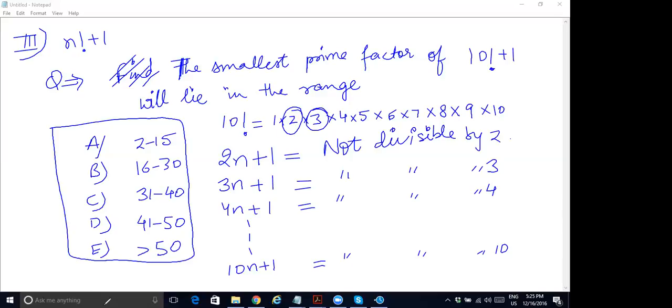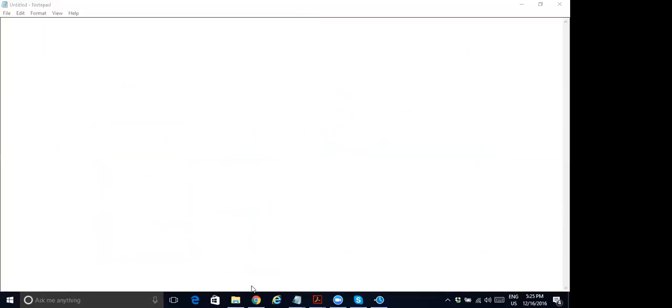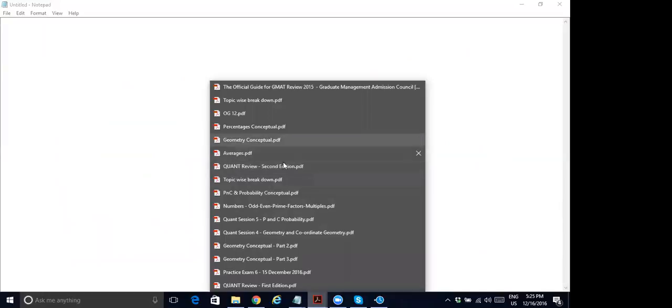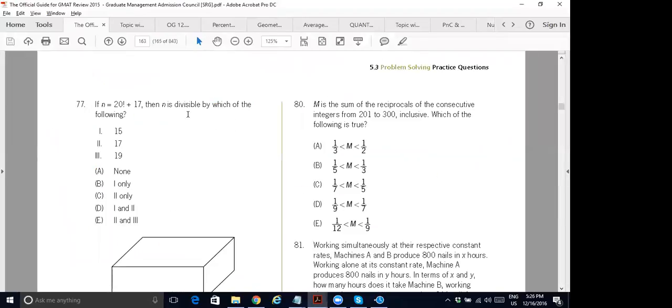Make sense? Yeah. I mean, it makes sense, but I have to learn to put it in this format, and I think that'll come with practice, hopefully. Yeah, that's right. There's a question similar to this that uses basically the same concept in the official guide. Question number 77.